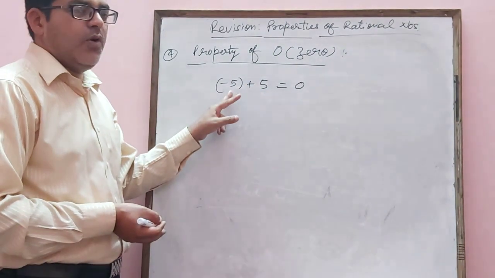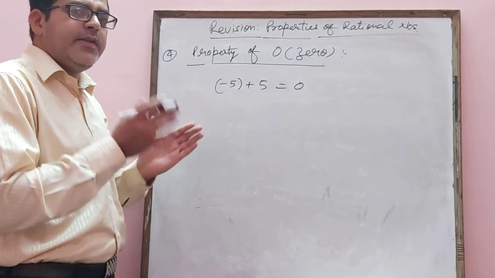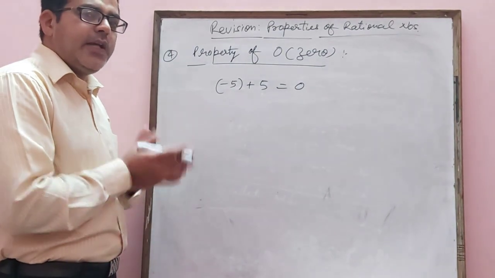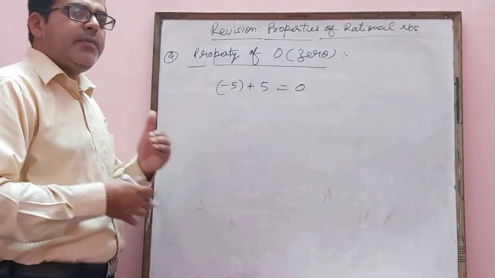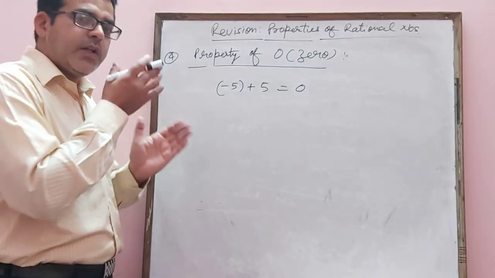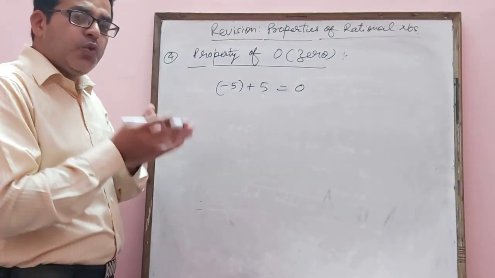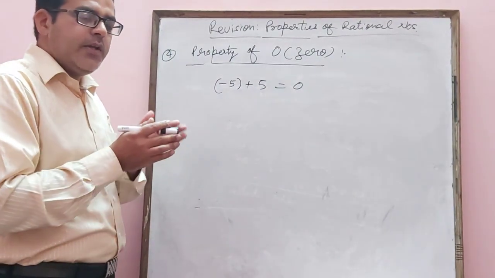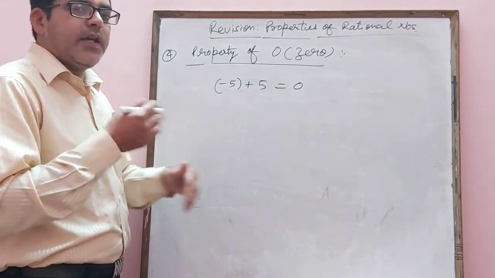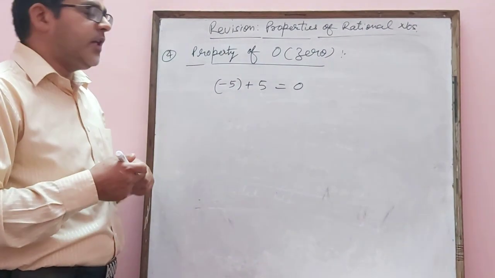In this case, this minus 5 is called the additive inverse of 5, or 5 is called the additive inverse of minus 5. It means if you are taking two rational numbers in such a way that their sum is 0, then we can say that the numbers are additive inverse to each other. This is a very, very important property. Once again I am reminding, if we are taking two rational numbers in such a way that their sum produces 0, in that case we can say that the numbers are additive inverse to each other.